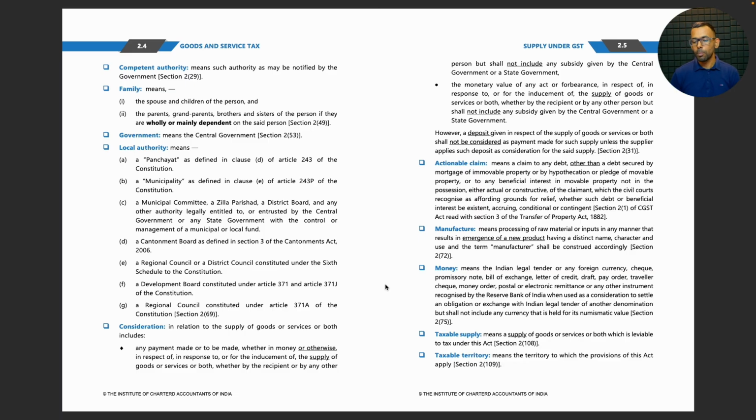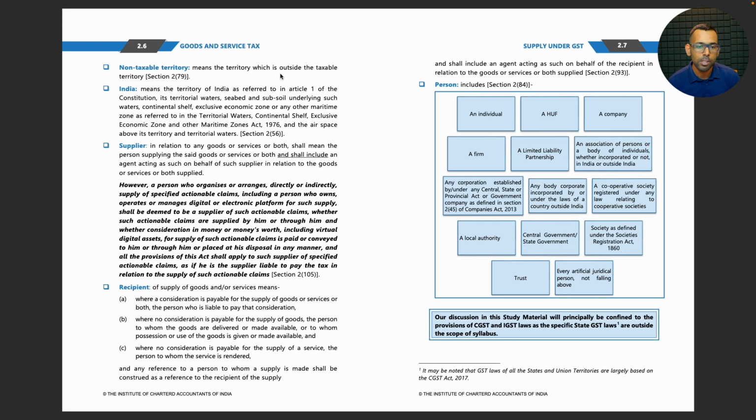Okay. Taxable supply means a supply of goods or services or both which is leviable to tax under this Act. Taxable territory means the territory to which provisions of this Act apply. Territory means wherever the provisions of this Act will apply. Non-taxable territory means the territory which is outside the taxable territory.